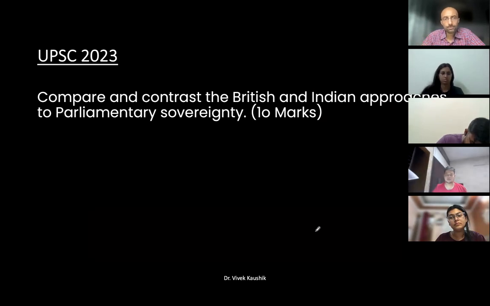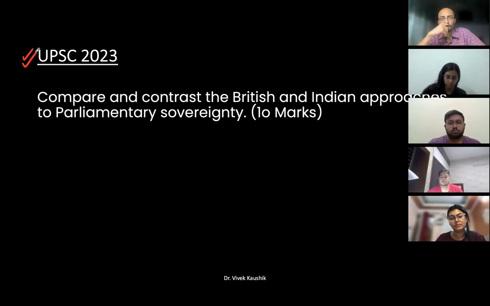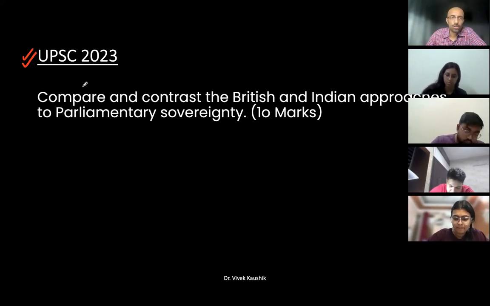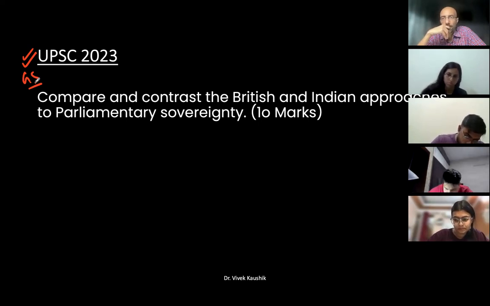Okay, look at this question from 2023. You may write the question. Compare and contrast the British and Indian approaches to parliamentary sovereignty. This is GS, not an optional.